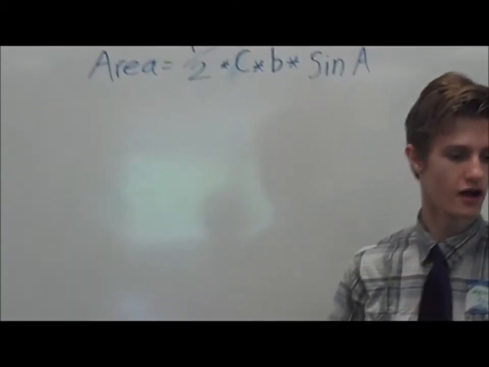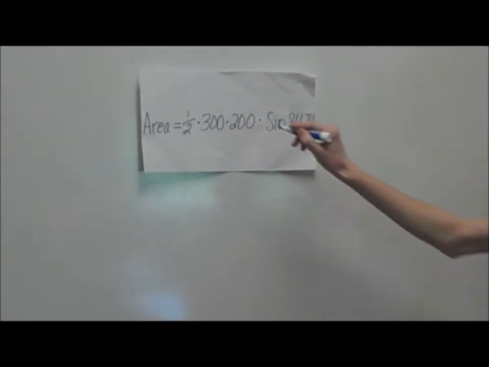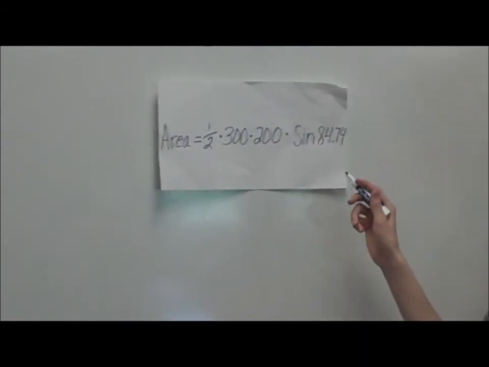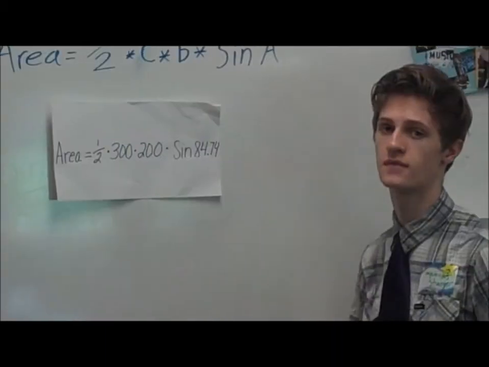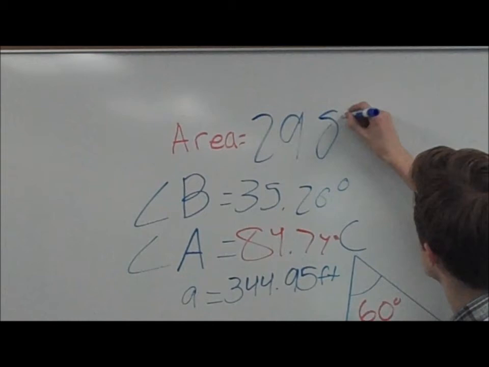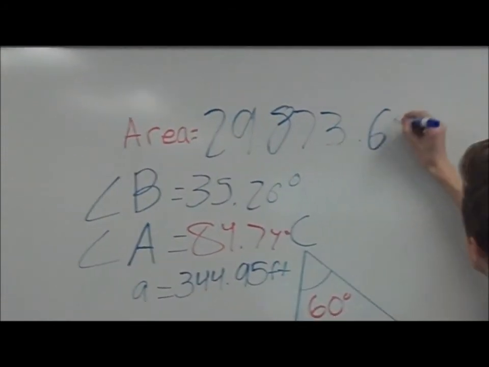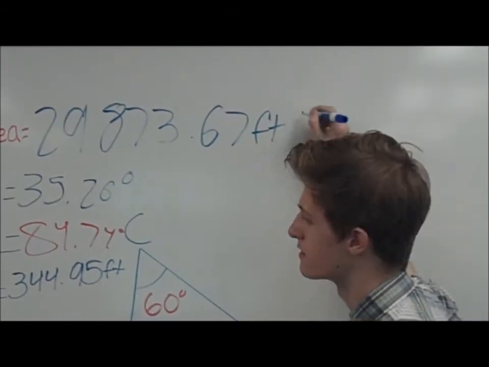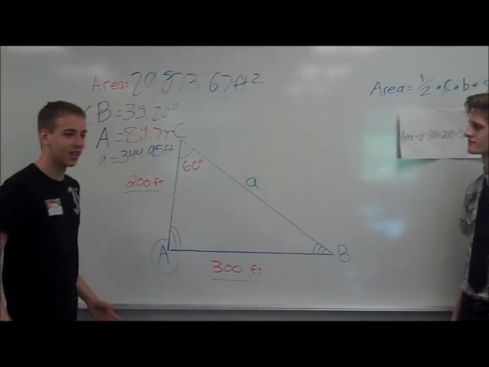And when you type that all out on your calculator, you will get area equals 1/2 times 300 times 200 times sine of 84.74. And now that we've typed this out on our calculator, the answer you get is 29,873.67 feet squared. Okay, yes. Now that I know the perimeter and area, I'm not getting fired.